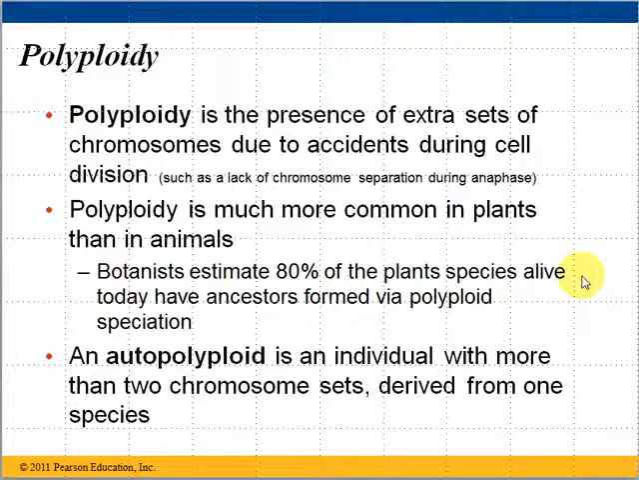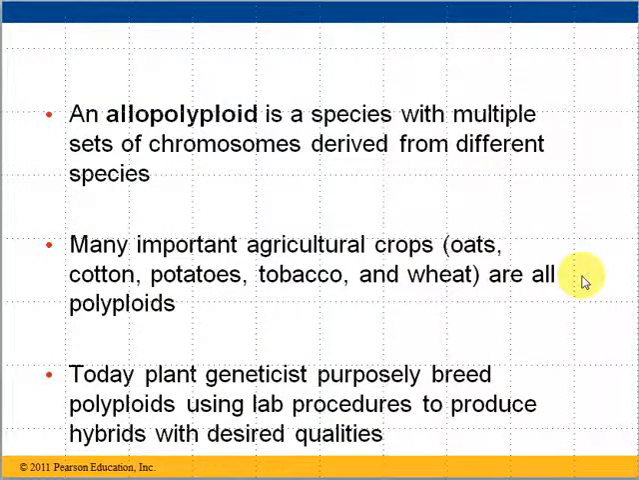As a matter of fact, botanists estimate that 80% of the plant species that are alive today either are polyploid themselves or they have ancestors that formed via polyploid speciation. So we have a couple of terms here that we might want to know. An autopolyploid is an individual with more than 2 chromosome sets derived from one species. And an allopolyploid is a species with multiple sets of chromosomes derived from different species.